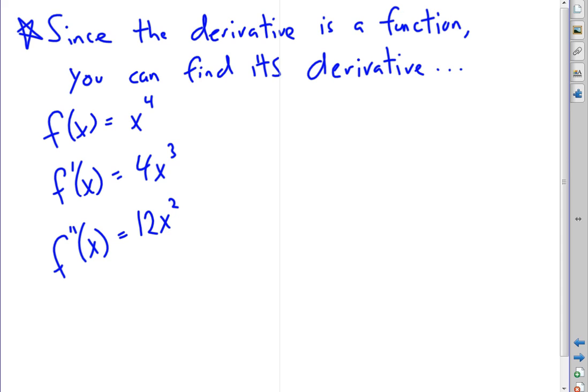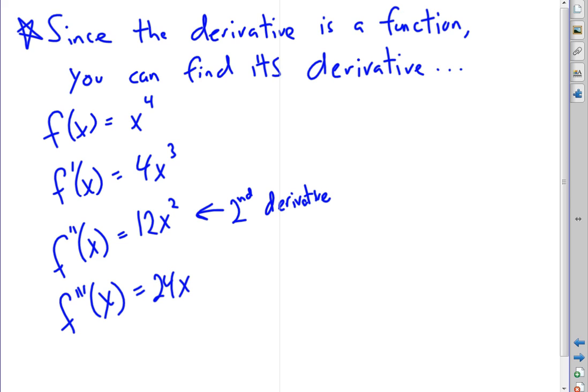And you just take the derivative of the first. So bring the 3 out. 3 times 4 is 12. And then you've got x squared. But wait, there's more. Yeah, that's called the second derivative. f triple prime of x, that's the third derivative. That's going to be 24x to the first. And so on and so forth ad infinitum.